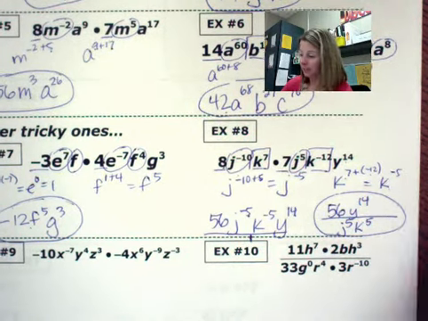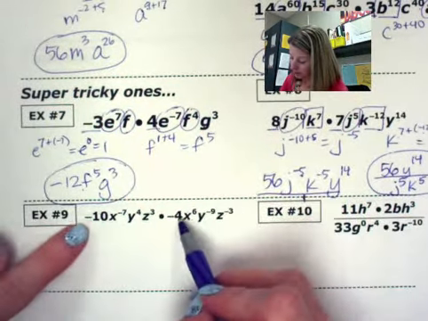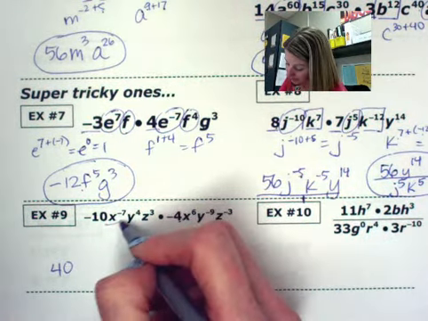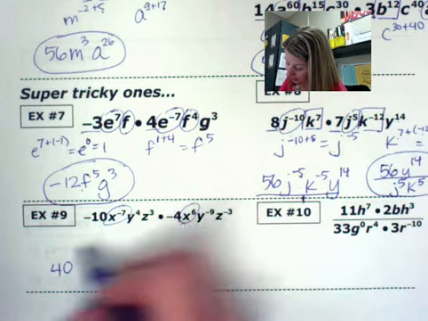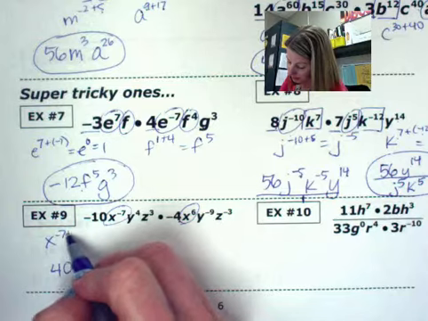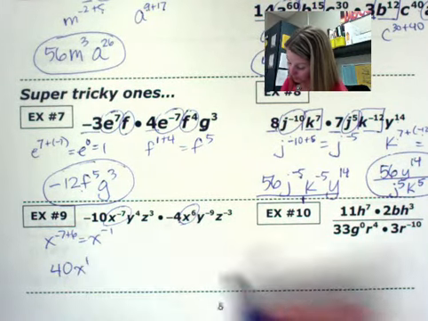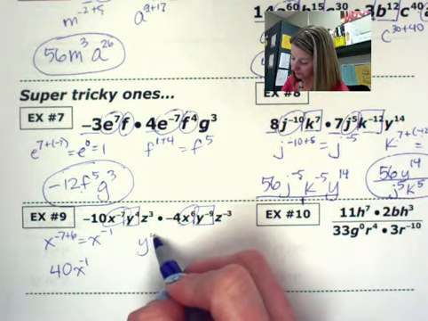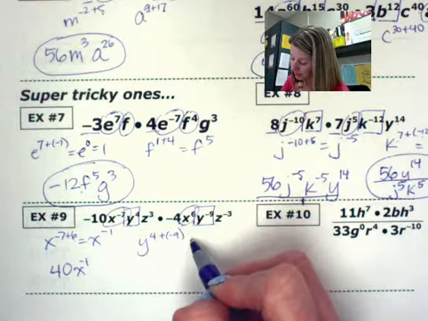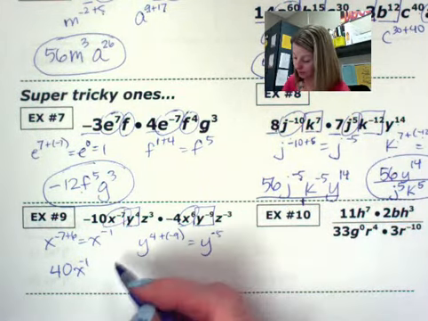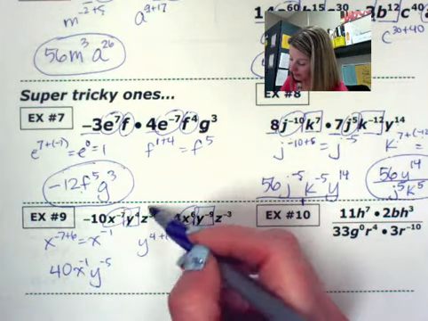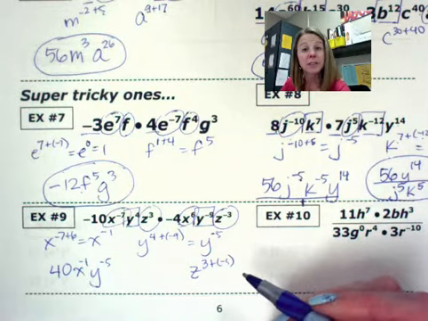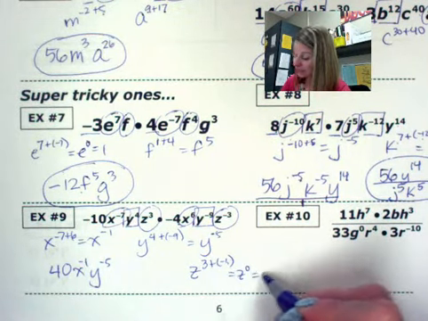Okay, last two. I have here negative 10 times 4 is positive 40. X and x. So x to the negative 7 plus 6. That's negative 1. So x to the negative 1. Y's, I see 4, negative 9. So I've got 4 plus negative 9. That is a negative 5. So I have y to the negative 5th. And then z. I've got a z to the 3 plus negative 3. Well, 3 plus negative 3 is 0. And z to the 0 is 1.